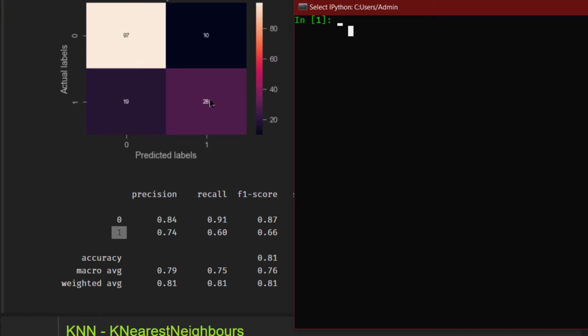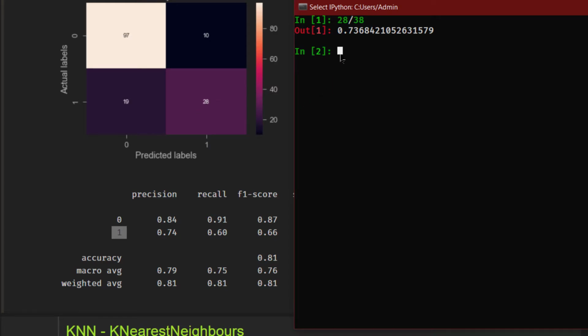28 were correct, right? So 28 divided by 28 plus 10, 38. And that's what this is, 0.736, which is rounded to 74. That's precision. When you hear the term precision, you should think about the predicted values. Of the total predicted values for that class, how many of them were true? So 38 values were predicted, out of which 28 were true.